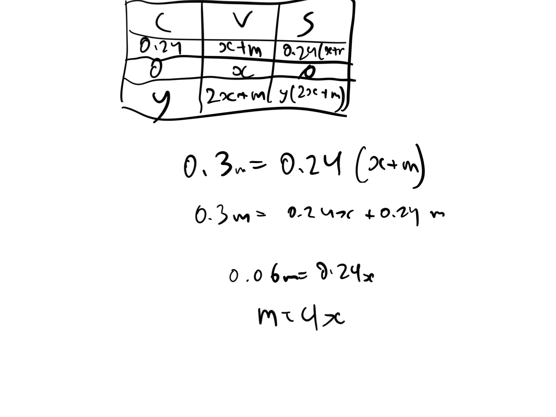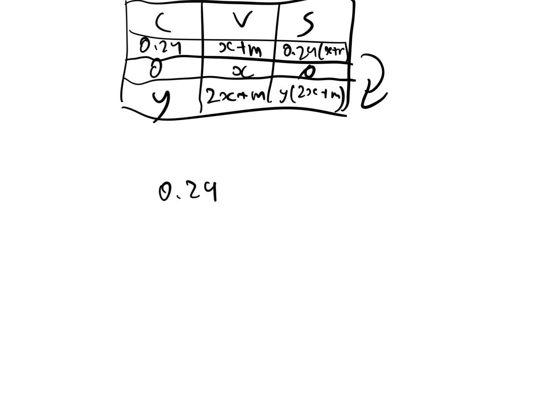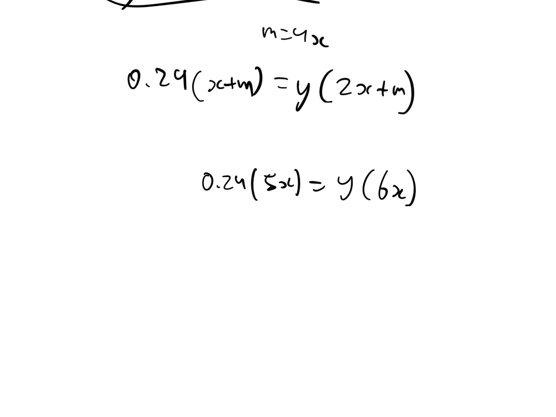This is important because now we can go back and find that these two are equal too. So 0.24 times, I should not write it here. M equals 4X, we already know. So M equals 4X. Now, this is, of course, true. Now we know M, we can just sub it in. So 0.24 times 5X, almost there. We have to just be patient. And boom, we've got it.